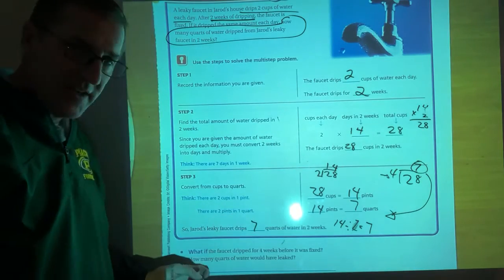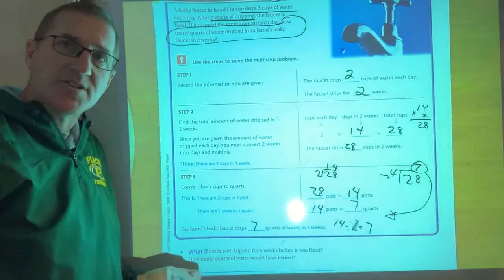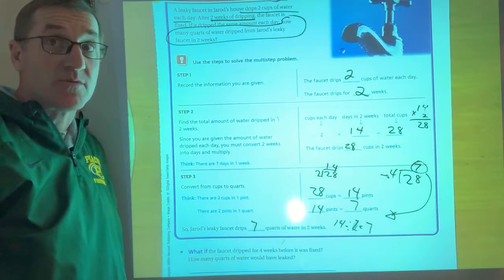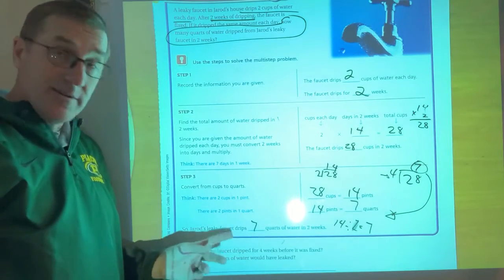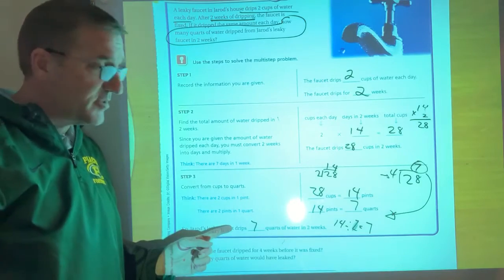And I find this question interesting down here. If it goes for 4 weeks instead of just 2 weeks, how much would it be? Well, 4 weeks is twice as many as 2, so we're going to double that up. That'll just be 14.